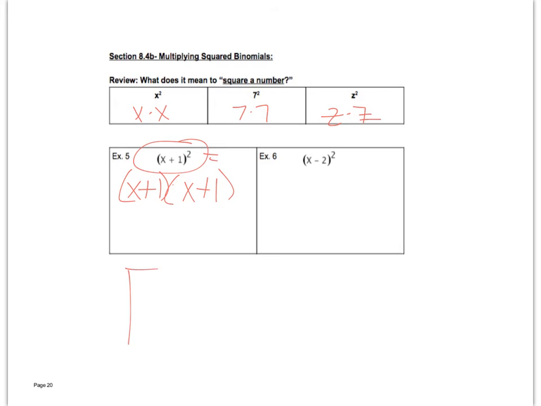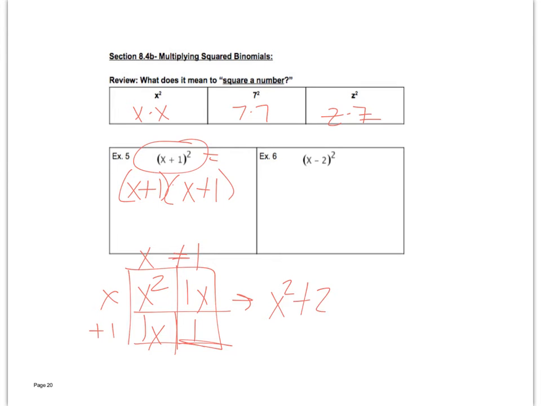So this is x plus 1 and x plus 1. So in this box, you'd have x times x, which is x squared. In this box, you'd have 1x. In that box, you'd have 1x. And in this last box, you have 1 times 1, which is making 1. So all together, you get x squared plus 2x plus 1. When you combine those like terms, that's 2x's. And everything else doesn't combine because they're not like terms.